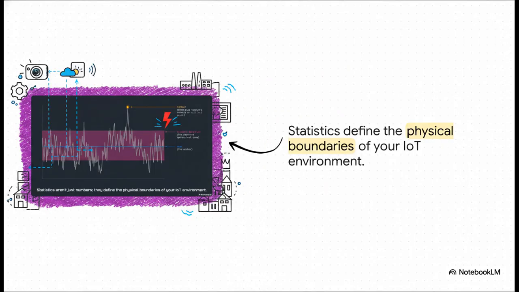And what's really fascinating here is how these seemingly abstract numbers actually ground us in physical reality. Statistics aren't just dry math. They quite literally define the physical boundaries of your IoT environment. The mean acts as your anchor. But the standard deviation is arguably even more crucial because it defines the expected operational zone of that physical space. Basically, as long as the data stays within that spread, you know the machine is behaving normally.